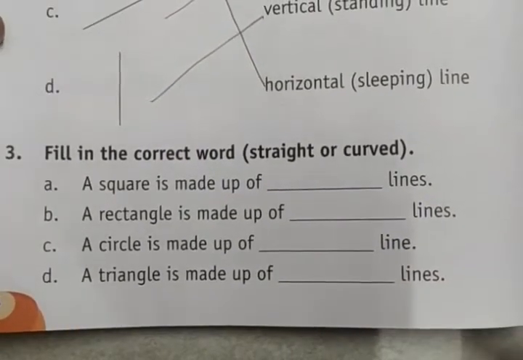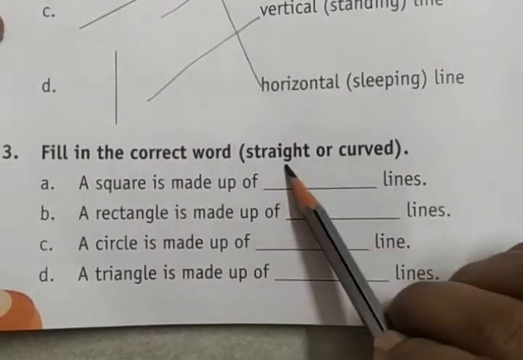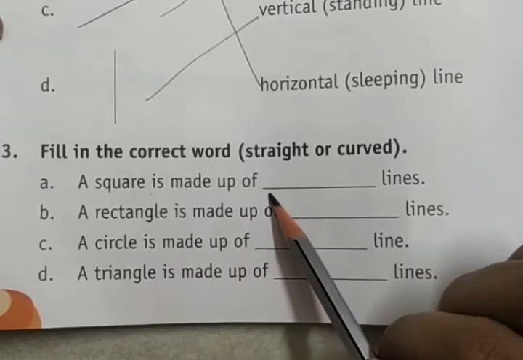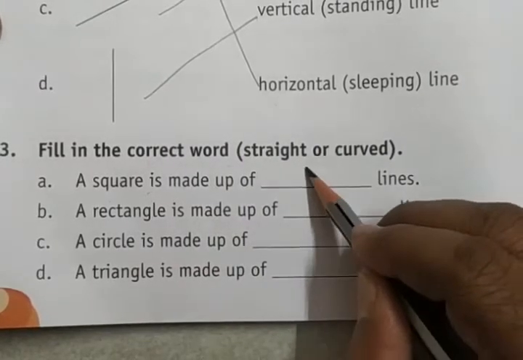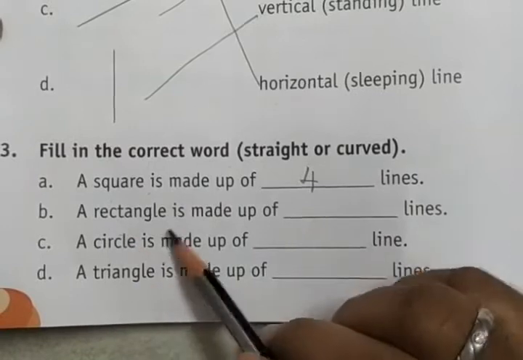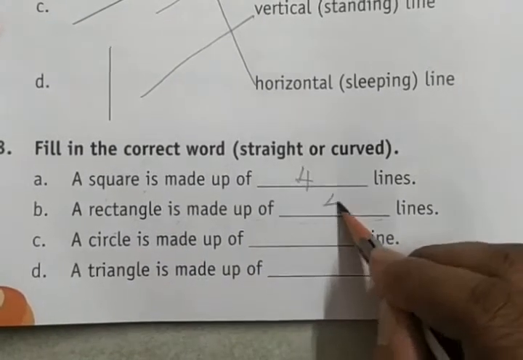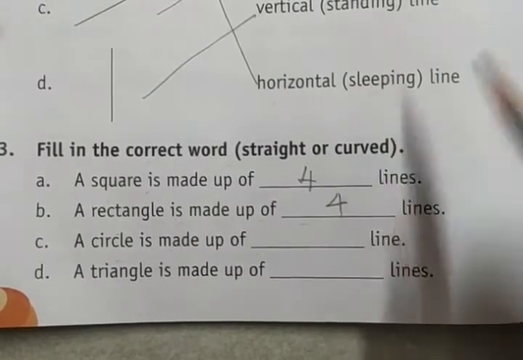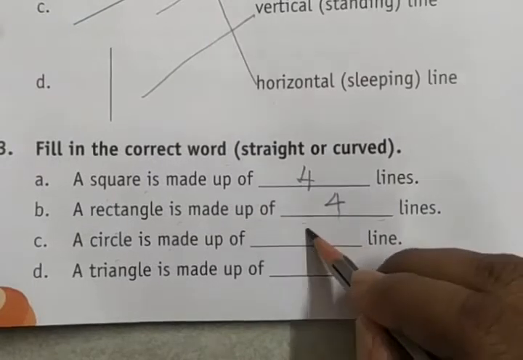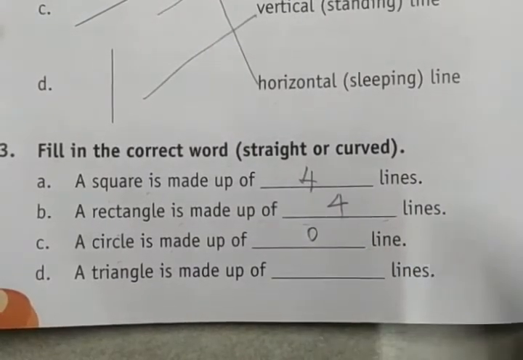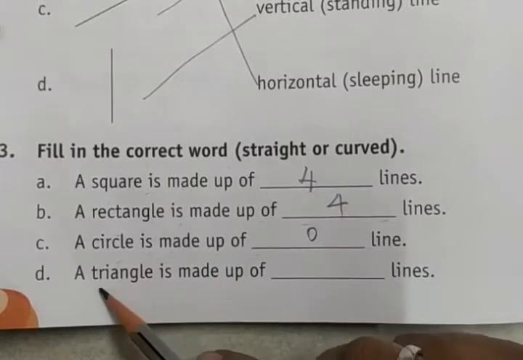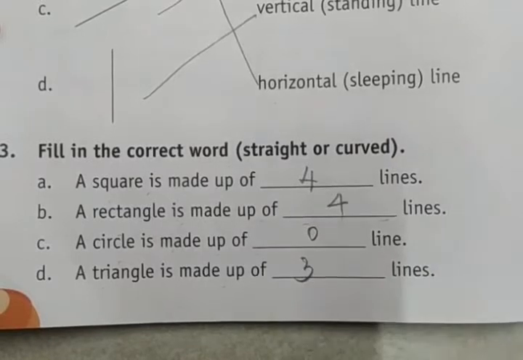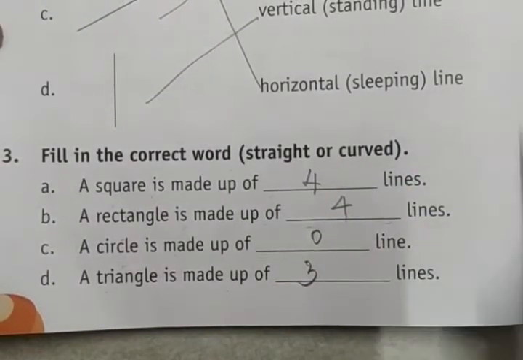Fill in the correct word, straight or curved. A square is made up of 4 straight lines. A rectangle is made up of 4 straight lines. A circle is made up of only one curved line, no corners, no sides. A triangle is made up of 3 straight lines.